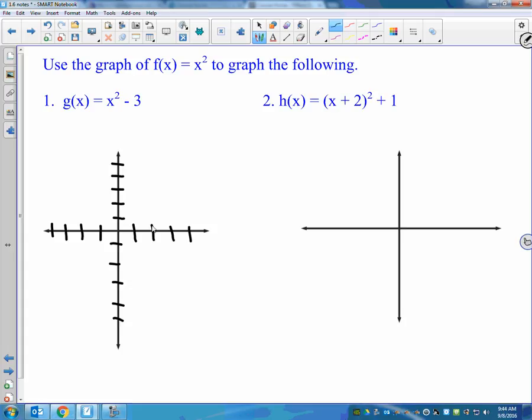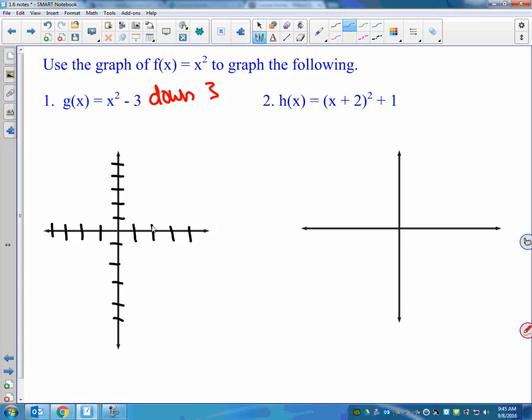So first of all, if I'm subtracting 3 on the outside, what am I doing? It's on the outside of the function. Look back at the notes that we just wrote out. Right, if it's outside the function, this means that it's moving down 3 units.